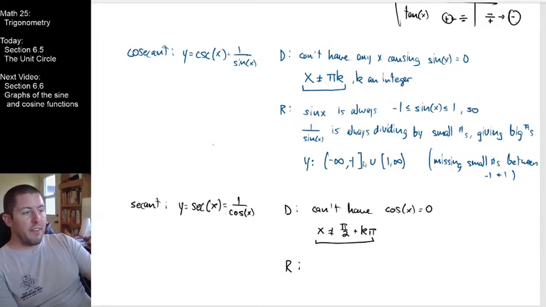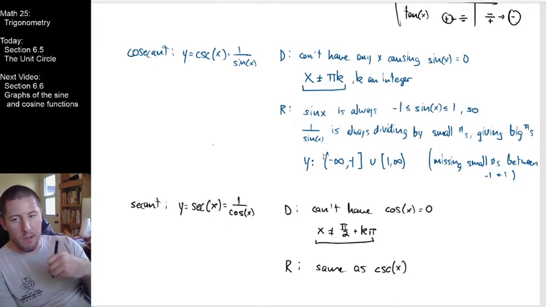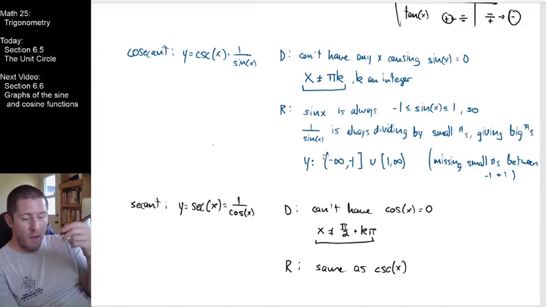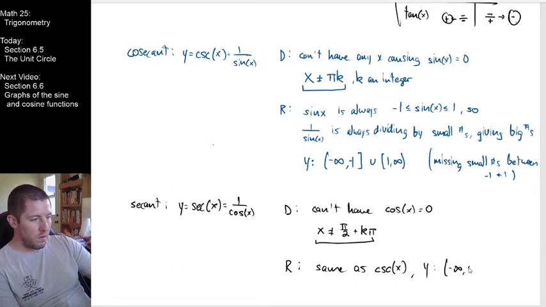Our range is going to have exactly the same type of stuff going on. I'm just going to say same as cosecant, because it's still the case that cosine is between -1 and 1. So we're still only going to be able to get out big numbers because we're always dividing by small numbers. We can't ever get out small numbers because the small numbers are always in the denominator, not the numerator out there, right? So exact same reasoning for those guys right there.